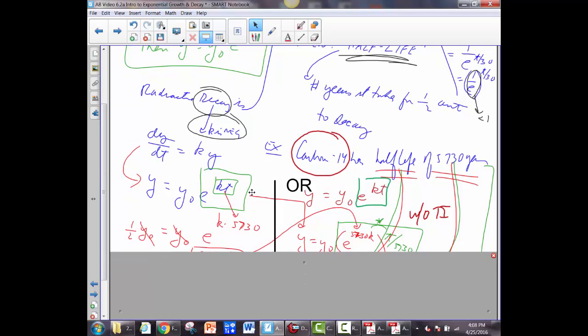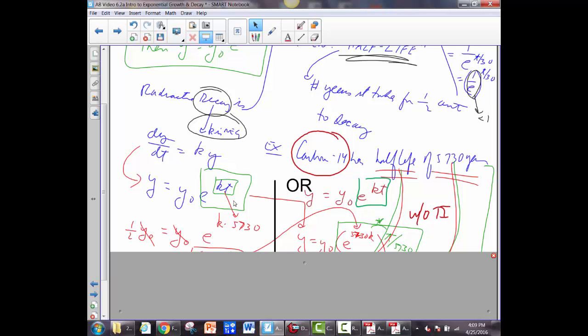Now, there's 2 ways to solve this. First of all, they won't tell you, but they should: radioactive decay is an example of exponential decay. So it's dy/dt equals ky, which we already know becomes y equals y0 times e to the kt.